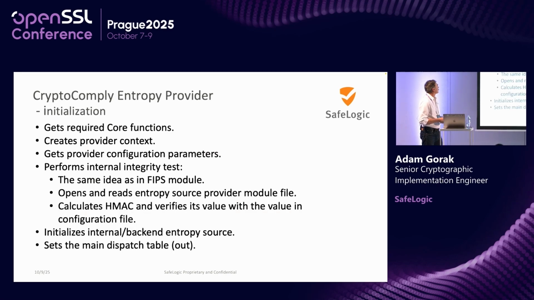Okay, this slide could be skipped, but quickly. What happens in the init function of our provider? We get some callback functions. We create the provider context. When the provider context is created, we also create a default backend seed source, and we get the provider properties from the configuration. We perform internal integrity tests, and also we need to set the provider dispatch table in the output parameter.